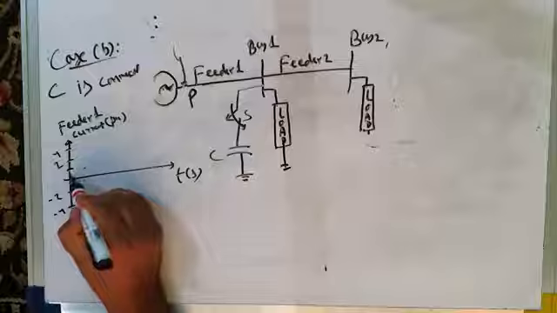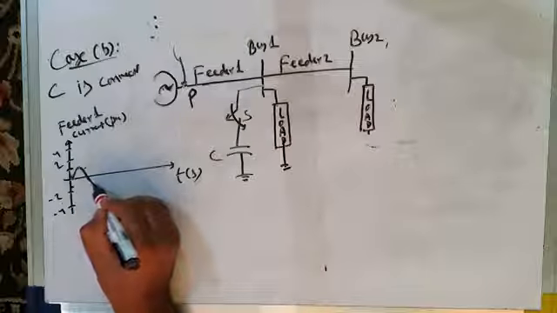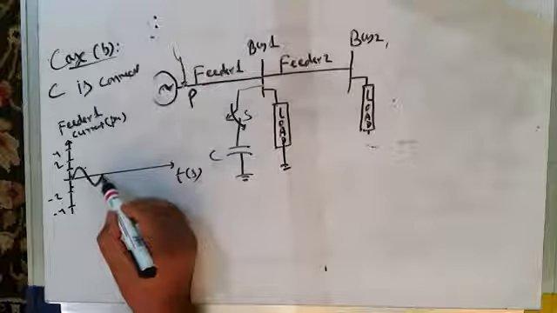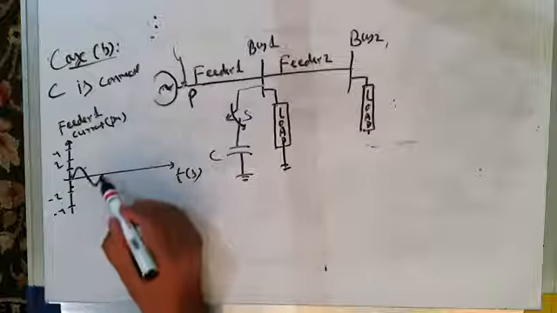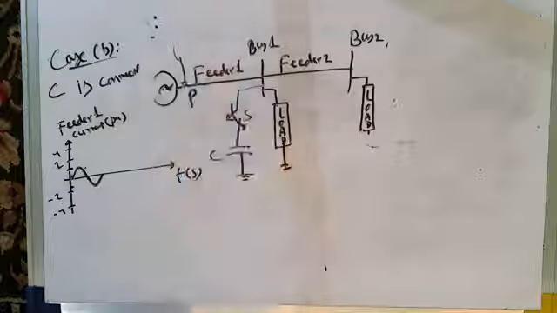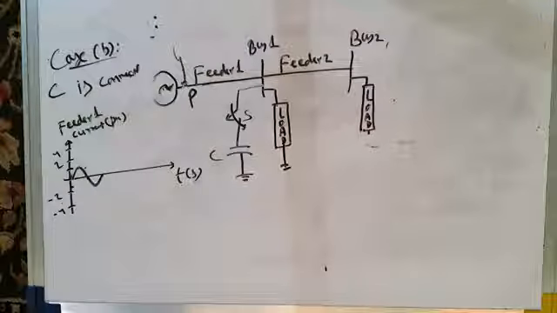This is 1 per unit. Let us suppose feeder current is 1 per unit. Up to t equal to 0.02 second, it's normal current around 1 per unit. And then at t equal to 0.02 second, there is a lightning strike here. Now, the capacitor is switched on, it is connected into the system.